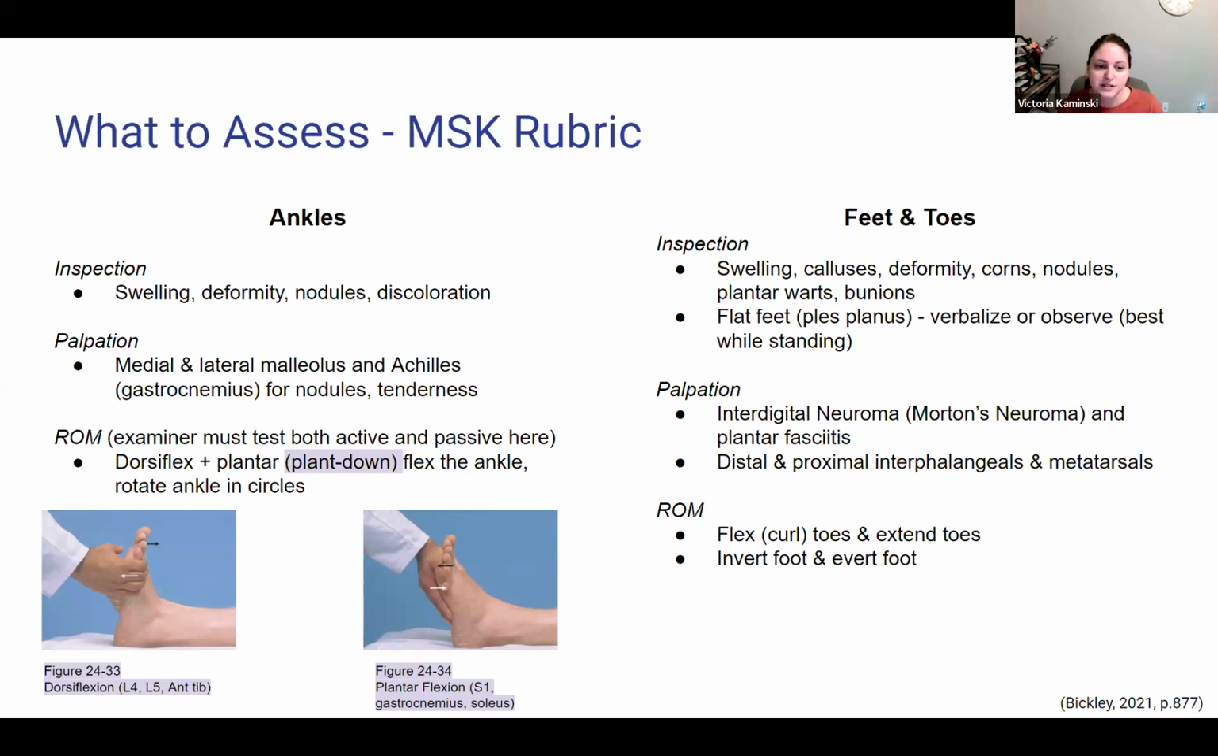With the feet and toes, you're inspecting for calluses, deformities, corns, nodules, plantar warts, bunions. For flat feet, we call that pes planus, and you're going to verbalize or observe that, and that's best seen while the patient is standing. Your Bates book does have a great photo of that as well. Palpating for any interdigital neuromas or a Morton's neuroma and plantar fasciitis. And then over those distal and proximal interphalangeals and those big metatarsal bones of the foot. You're going to show that range of motion, so flexing or curling the toes and extending them outward, and then inverting and everting the foot.